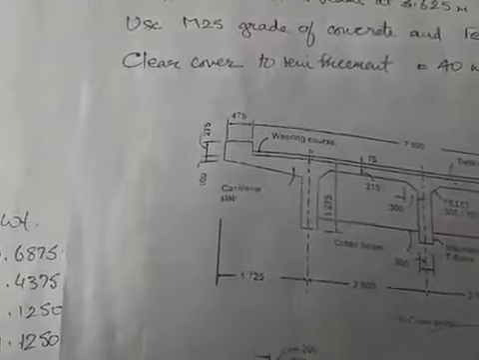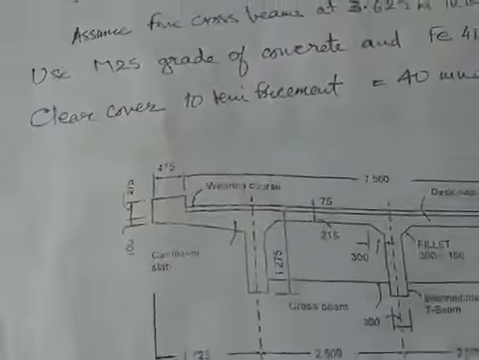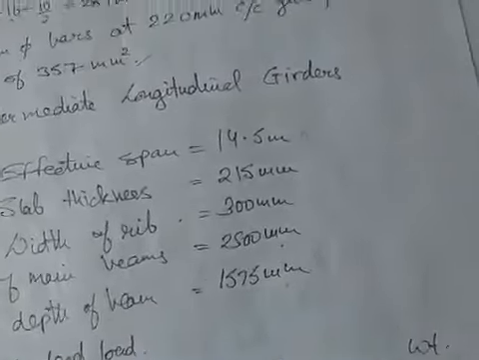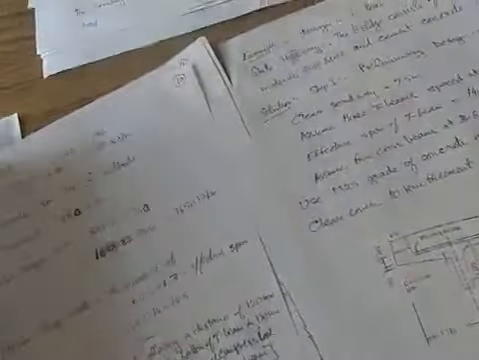Let me show you. So here the overall depth of the beam is 1575 mm. It will be shown in the subsequent figures also. Okay, so let's come back. Then we are going to design the longitudinal girder.